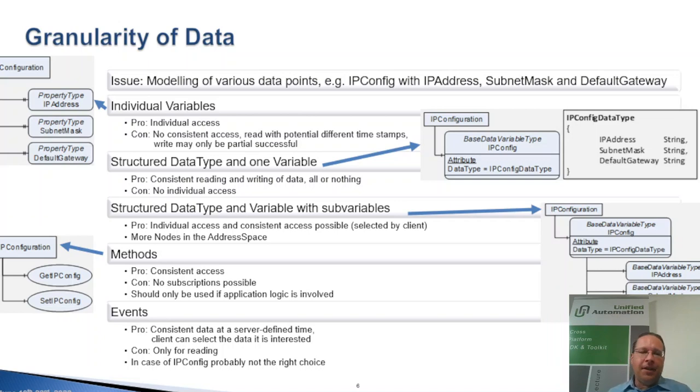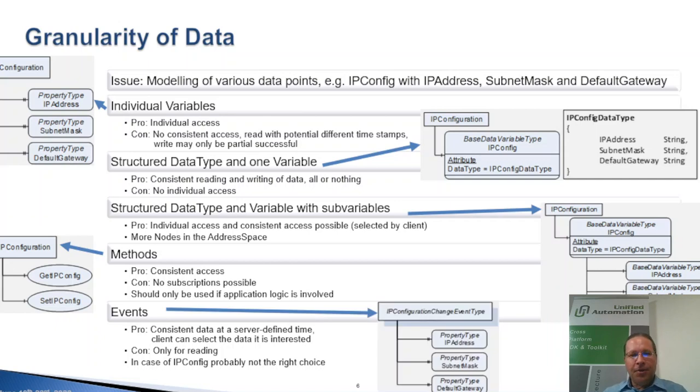You should use methods rather if some application logic is involved in calling them. So for example, if the get IP configuration would do some calculation or look up something, I don't know, that you actually get this, then you would potentially use a method. As I said, in this example it does not really make sense. Finally, we have events. So you can also provide all the data as events.